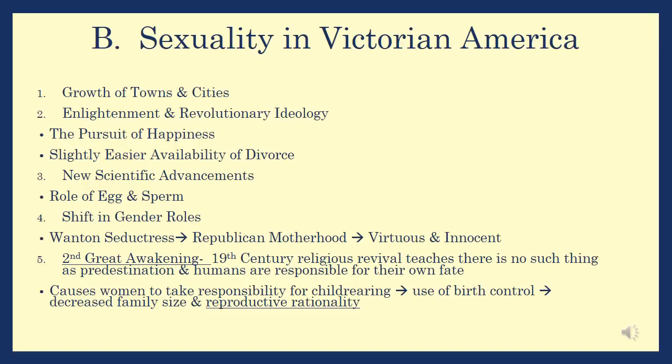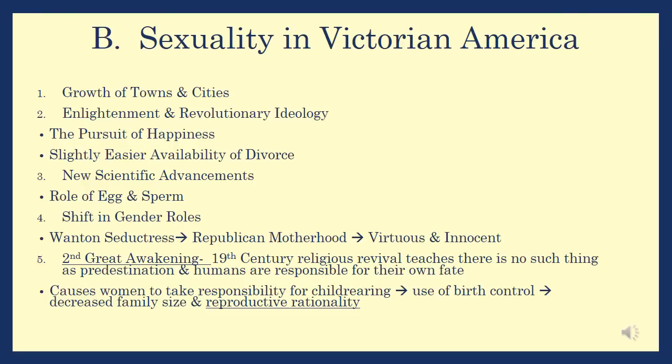And if you remember, the First Great Awakening was a series of religious revivals that happened in the mid-18th century. The Second Great Awakening is again a series of religious revivals, and it happens in the mid-19th century. And during this particular group of revivals, these ministers began to preach that there's no such thing as predestination, and that humans are responsible for their own fate.